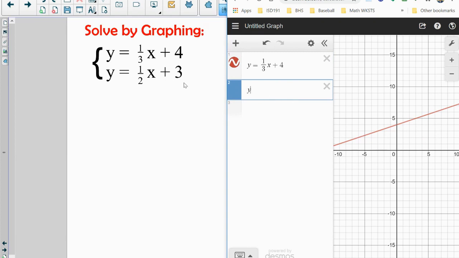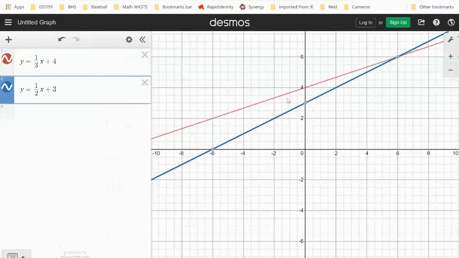My second one I type in, y equals 1/2. I move out of the denominator before I press my x, and I have +3. I double check and make sure both equations are correct. That's the biggest thing you have to do when you're using technology, is make sure you're graphing what you're supposed to be graphing. And let's take a better look at this.